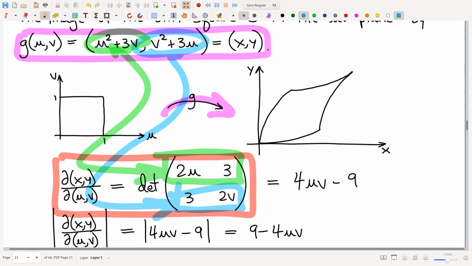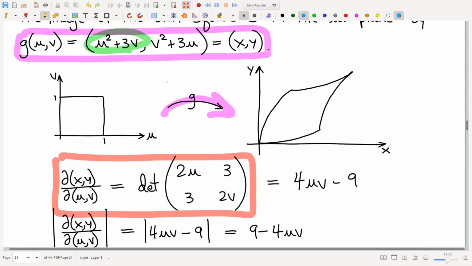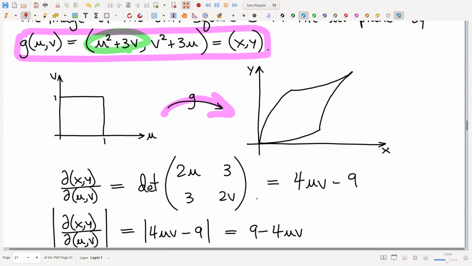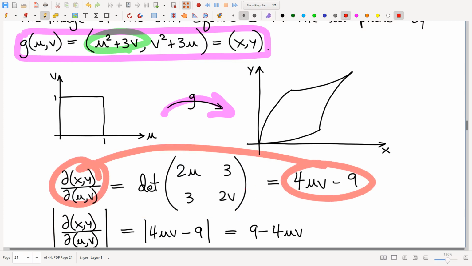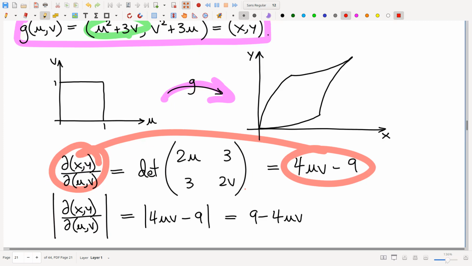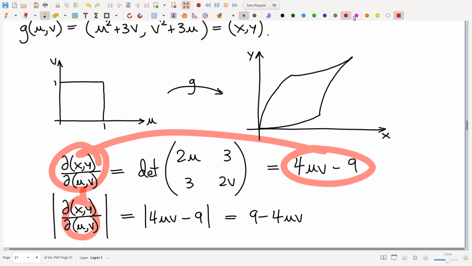We take the determinant per the formula, and our Jacobian determinant ends up being this expression right here. Great, fine. Nothing to it. Except here's the thing. Our stretching factor is actually the absolute value of that. So my actual stretching factor is the absolute value of 4uv minus 9.